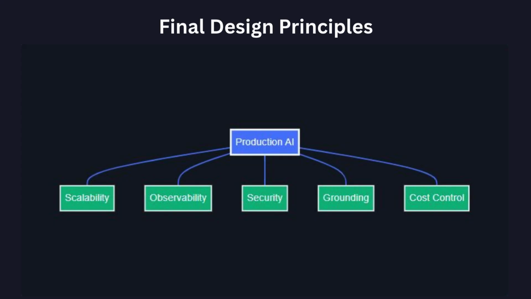Final design principles. A well-designed production AI system follows key principles. Scalability ensures the system can grow without major changes. Observability ensures visibility through metrics and logs. Security ensures proper authentication, isolation, and guardrails. Grounding connects the model to real data through retrieval. Cost control ensures efficient use of resources. Following these principles results in a reliable and production-ready AI system.